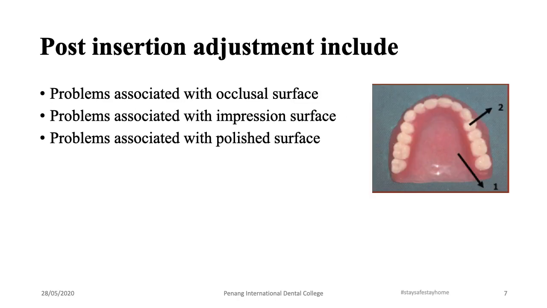So post insertion adjustments, what do they include? They usually include problems associated with the occlusal surface, impression surface, and polish surface. If you see the figure, you would probably understand what an occlusal surface is. I assume you know what the occlusal, impression and polish surfaces are, but in the figure, the number 2, where the arrow is pointing, is the occlusal surface. Number 1 is the polished surface, and the other side, or the fitting surface of the denture, is your impression surface. So there are certain adjustments you will have to do relating to what problem the patient is giving you.